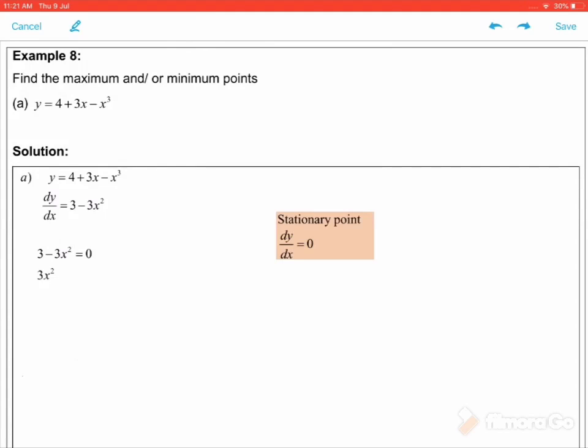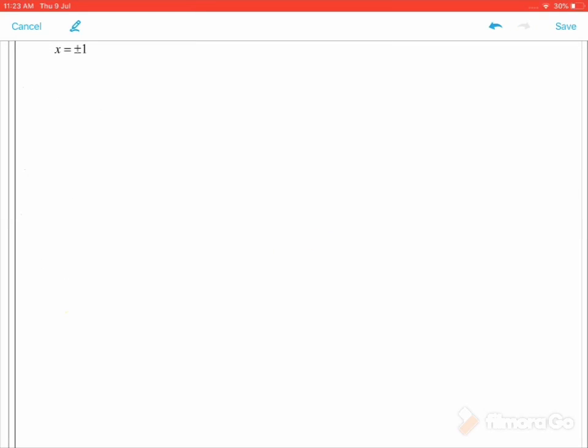We will move 3x squared to the right hand side. It becomes 3x squared is equal to 3. So x squared equal to 1. So x is equal to plus or minus 1. After we get the value of x, now we can find the corresponding y.